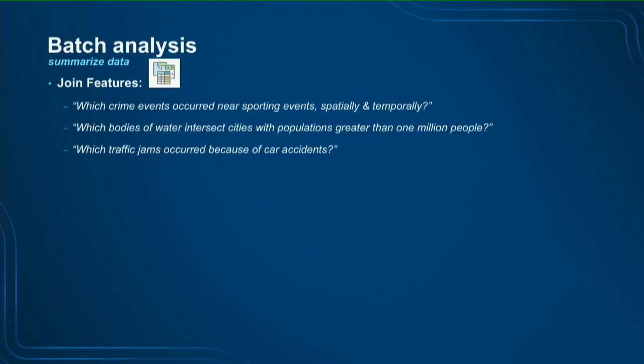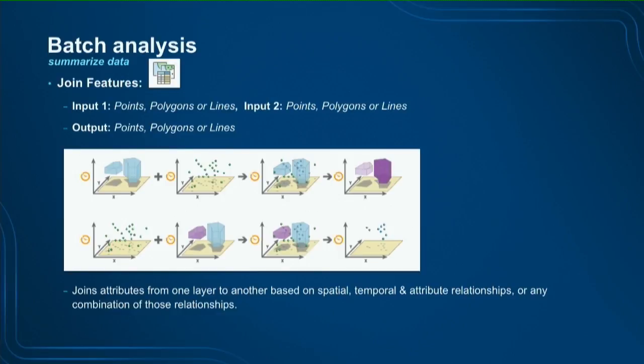Join features is probably the most versatile and most comprehensive tool that we have because you can do very sophisticated things with it. And so this might answer some questions like, which bodies of water intersect cities with populations that are greater than 1 million people? And so you can combine space, time, and attribute queries together all in one join. And so the example here is the input could be any type of geometry, and the second input is any other type of geometry as well. But the output are any type of geometry as well. So you can join anything to anything else and get that geometry out.